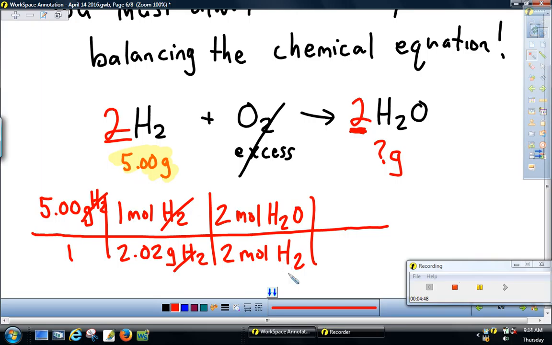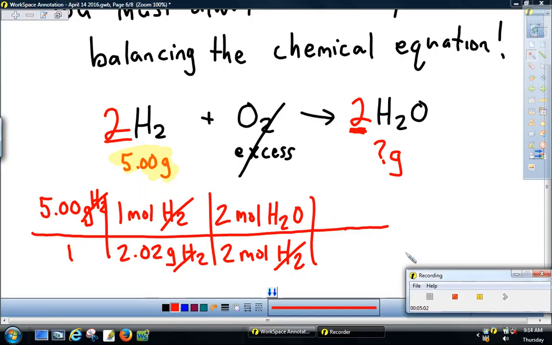The moles of hydrogen cancel. So that's a clue too. Match up your units. Units have to cancel. So what's on top here has to be on the bottom here to cancel. If it's on top, then you're going to multiply it and square it, and that is disaster, right? We want to avoid that. So units have to cancel.